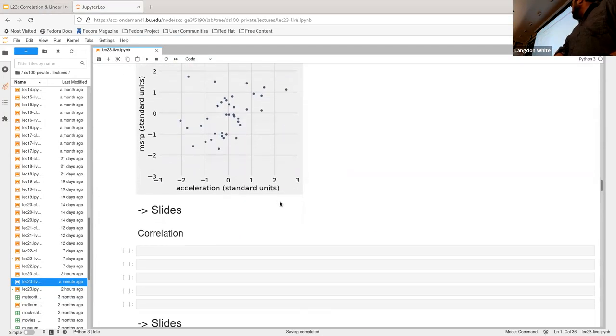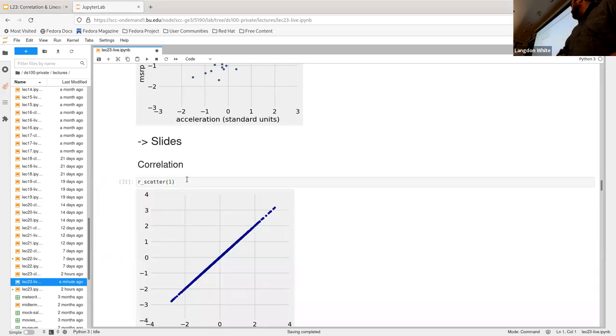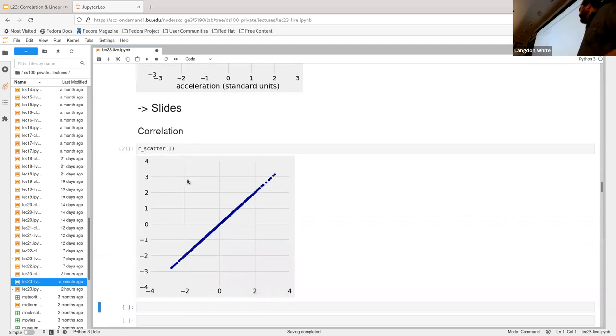So let's start with the easy one first. That function up above is taking a random table and making a scatter plot. So this is our R of one, right? Notice it crosses through at zero, okay? And it's a 45 degree angle up and to the right.